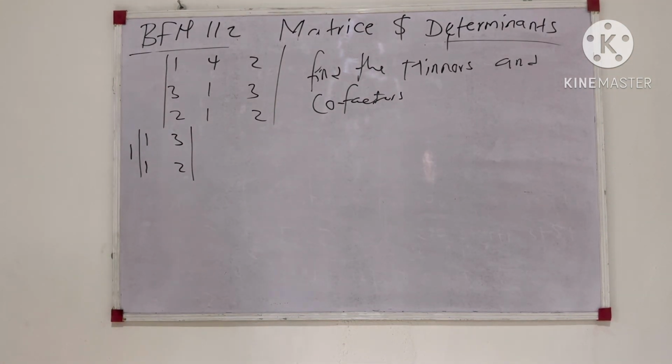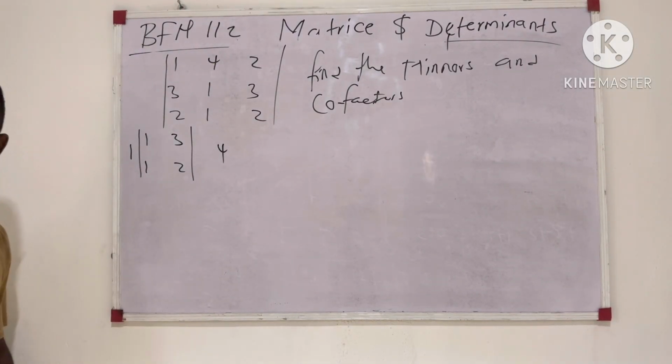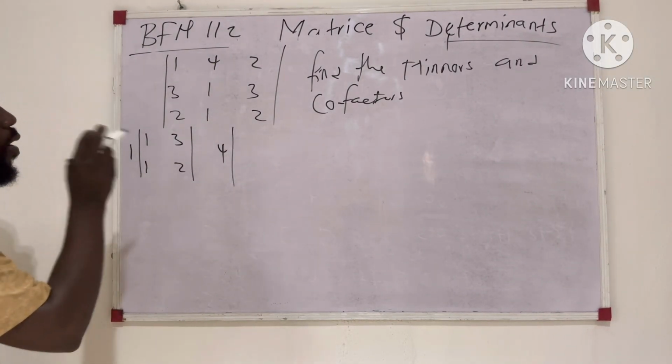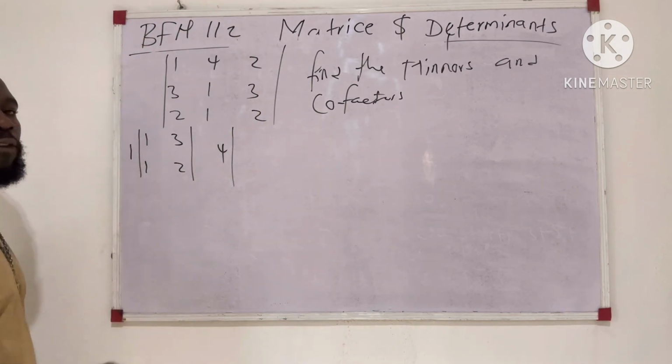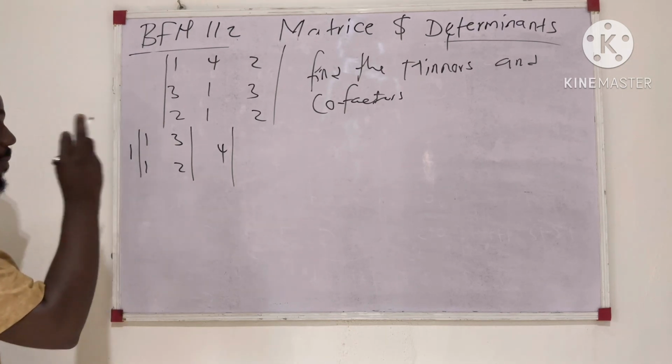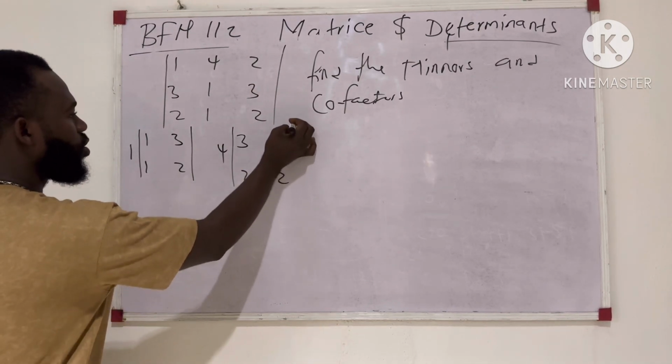Okay. Now next, 4. The numbers beside 4 don't write. The number below 4 don't write. What are the other elements now? 3, 3, 2, and 2.